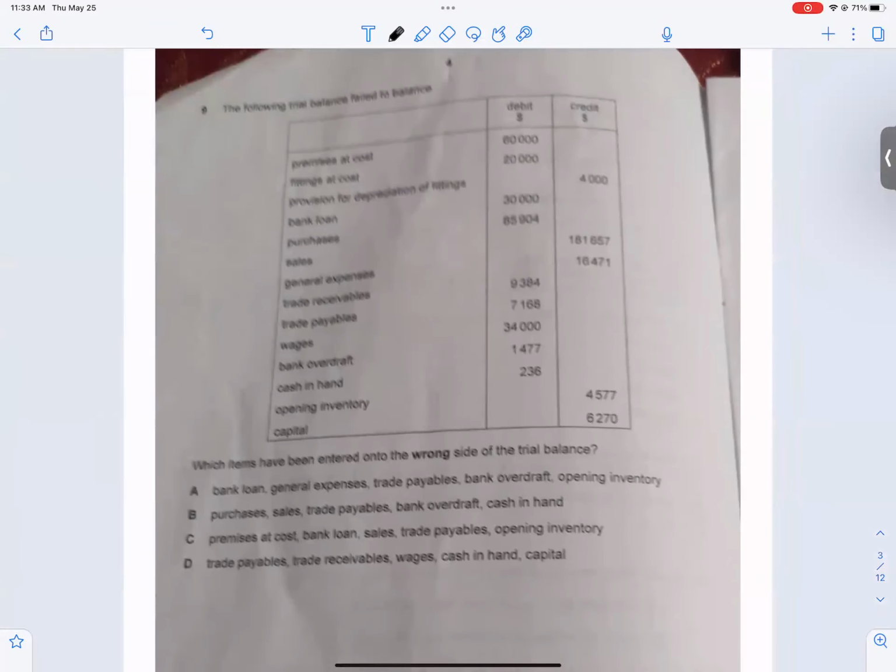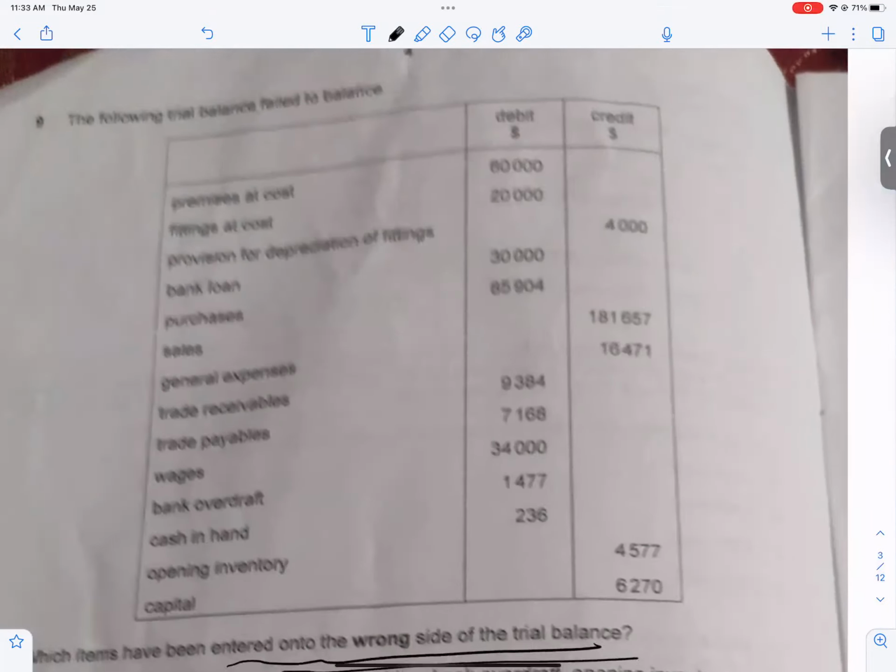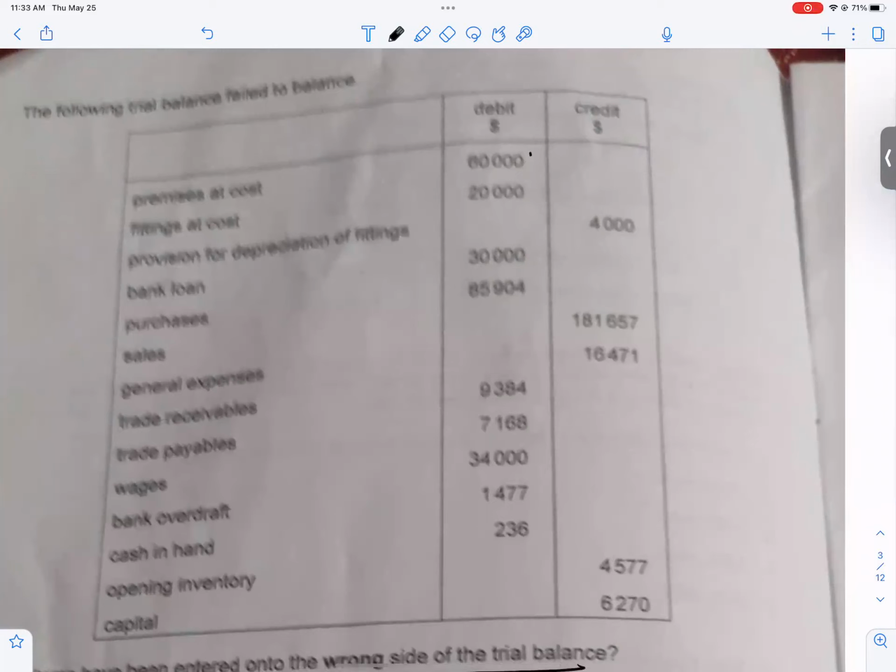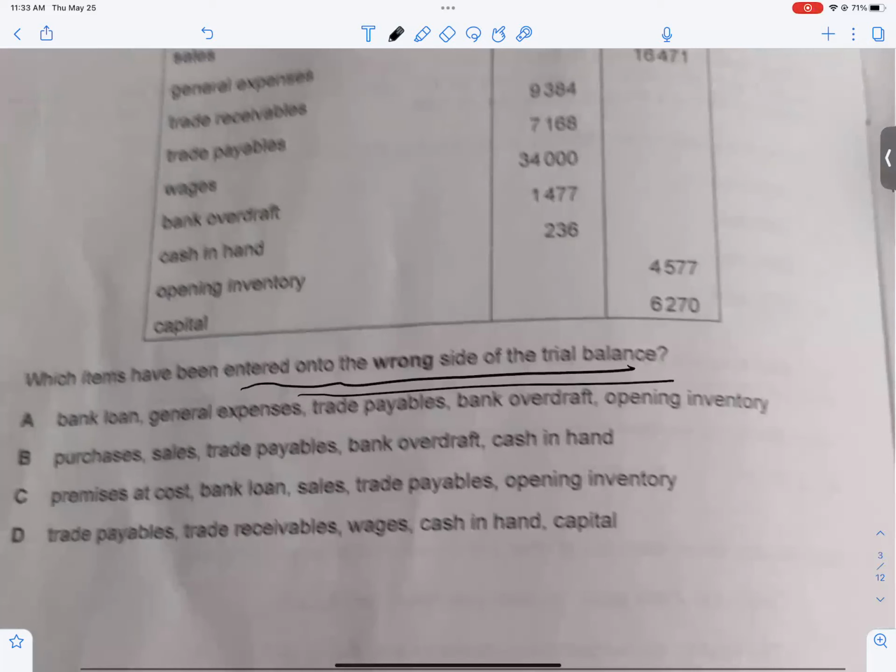What are they asking you? Which item has been recorded on the wrong side of the trial balance? I have to do ticks and crosses for this, so I'm writing that down. Premises, is it the correct side? Premises is debit, that's correct. Fittings, an asset, fittings is debit, that's correct. Provision for depreciation is wrong, it should be debit. No, sorry, provisions are always credited. That's correct. Bank loan is wrong. So I'll go to the options and I'll see. In option A, there is bank loan.